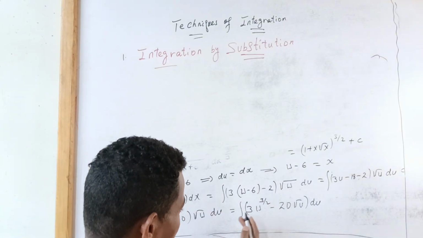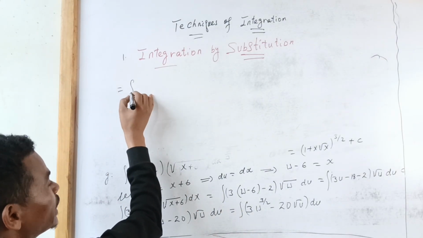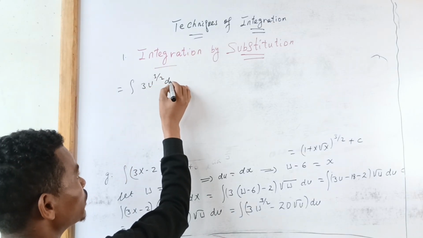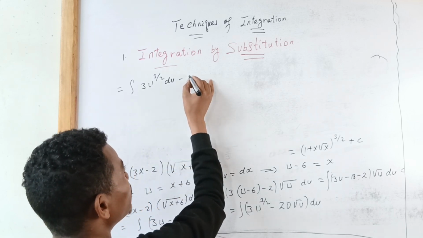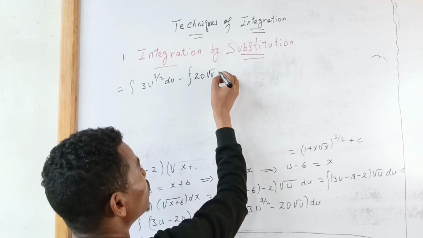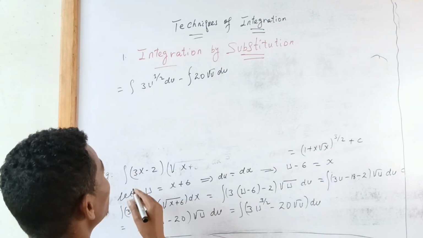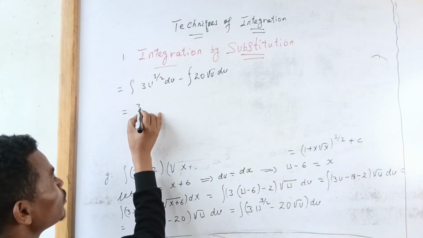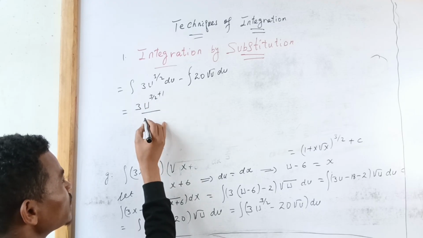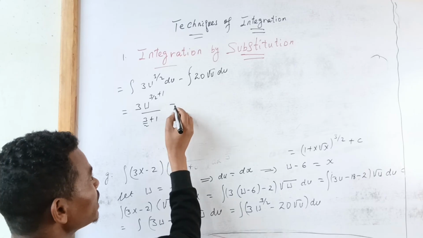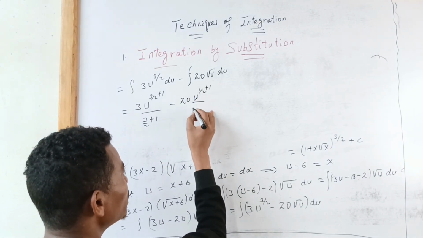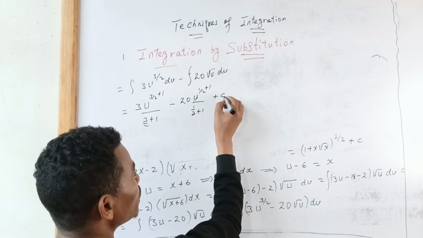This is equal to the integration of 3u to the power of 3 over 2 du minus the integration of 20 times radical u du. So this is the same as 3 times u to the power of 3 over 2 plus 1 over 3 over 2 plus 1, minus 20 times u to the power of 1 over 2 plus 1 over 1 over 2 plus 1, plus the constant number c.